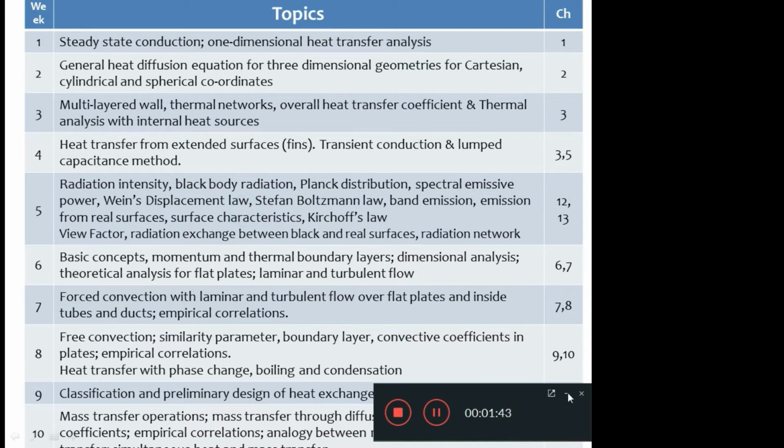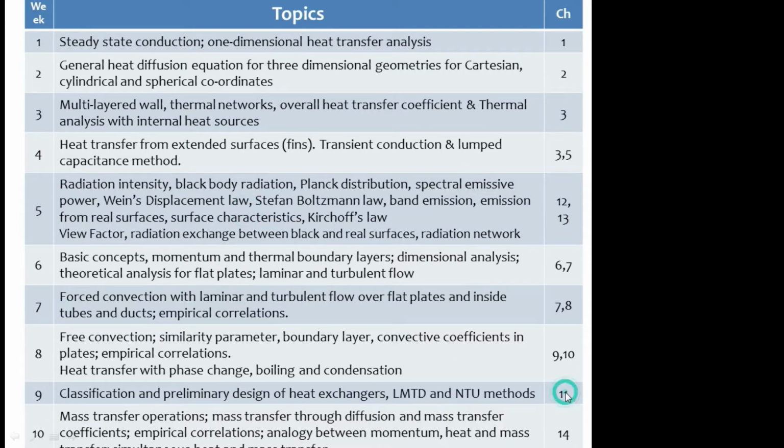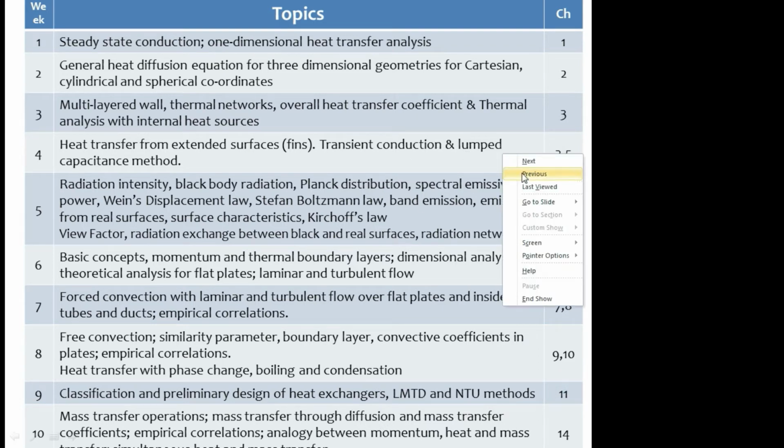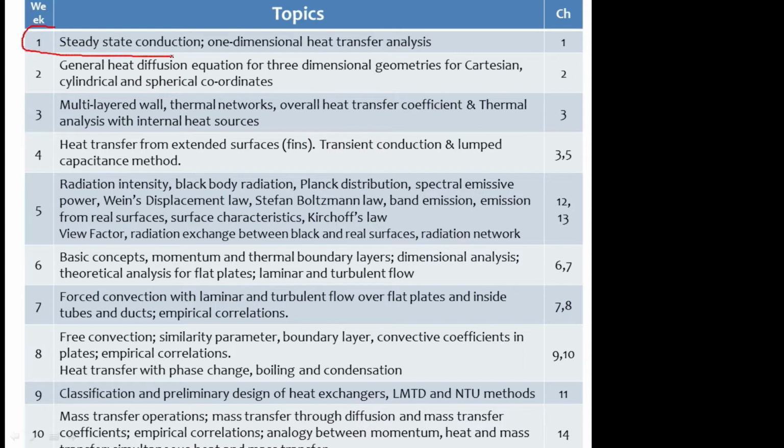Now, these are the topics that we would be covering in the specified time. In fact, we would be learning the three modes of heat transfer, namely conduction, convection and radiation. So we would be learning the fundamentals of the three modes of heat transfer in the first week, which is there in chapter number 1 of our book.